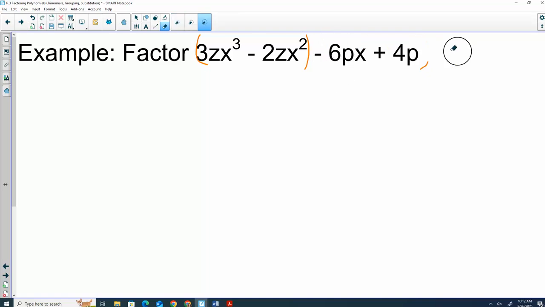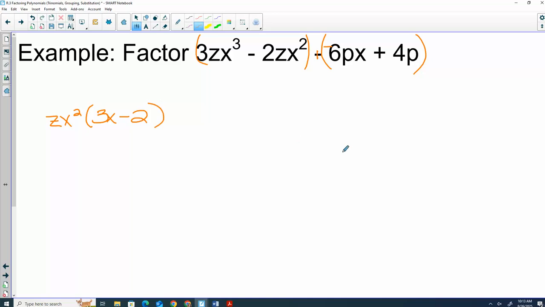So what I'm doing before I change this, or before I add my parentheses, minus 6px is the same as plus negative. Then I add my parentheses. What can I take out of the first set of parentheses? And if we take that out, what are we left with? Okay, the second set, what are we going to take out?